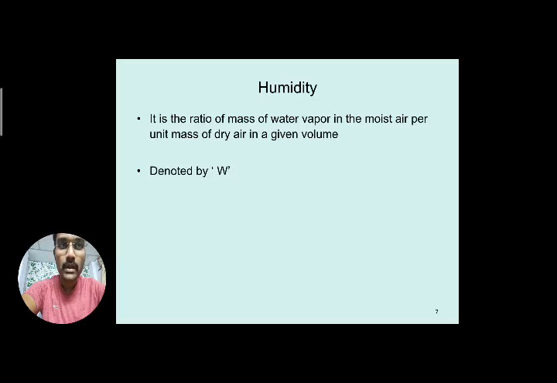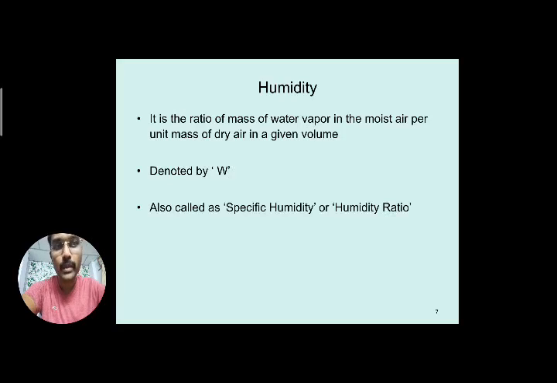Now we will see how it is denoted. Humidity is denoted with capital W. In other terms, it can also be called specific humidity or humidity ratio. Here you can see the mathematical form of specific humidity: W equals Mv by Ma. It is the mass of water vapor in the moist air to the mass of dry air in a given volume. So Mv by Ma is equal to specific humidity.